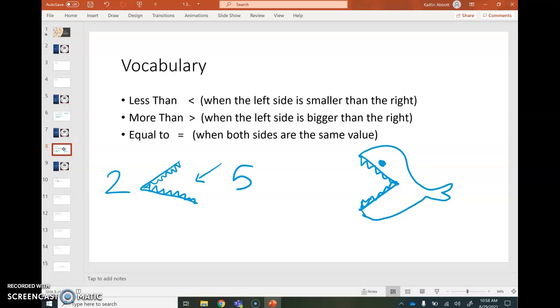Evil, like piranha whale things. So they eat the bigger number. So 10 can go here and 3 can go over here. Make your inequality sign eat the bigger number. So the big side faces the bigger number.